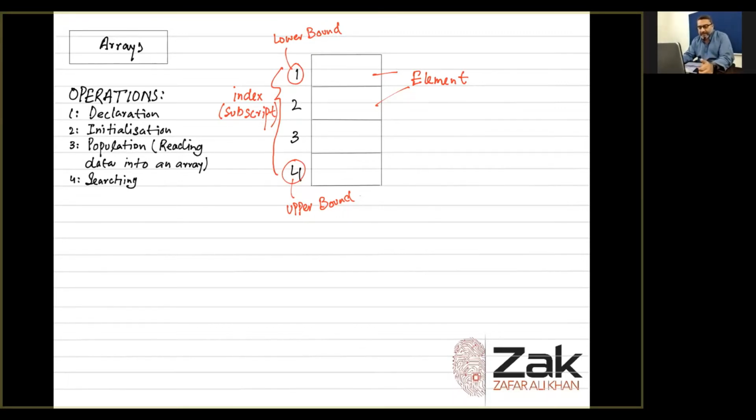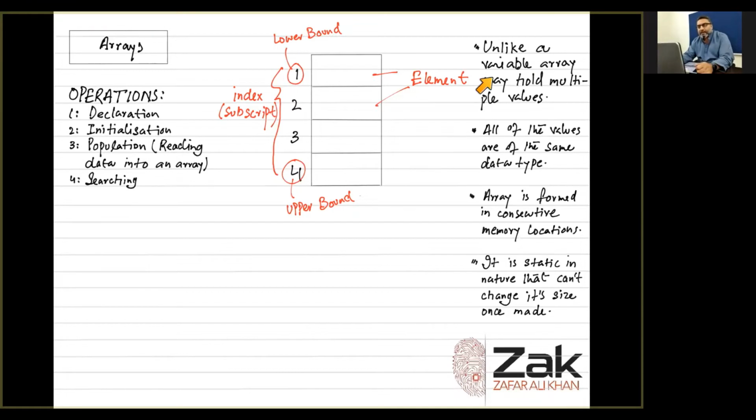It is not scattered. The system has then divided this structure into a number of boxes, which are called elements, and then the system numbered every division of this. Each of the numbers is called an index or subscript. The first box's index, or the first element's index, is 1 and the last one is 4. The lowest index is called the lower bound and the highest index is called the upper bound.